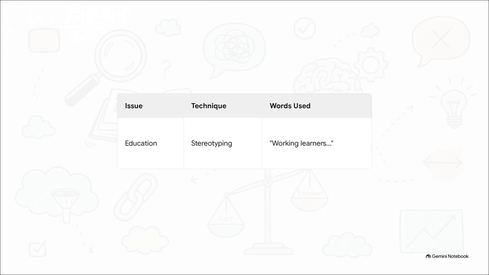First, you identify the underlying issue. Like here, it's education. Second, you name the technique being used, stereotyping. Third, you isolate the exact manipulative words, like working learners cannot finish. And finally, you strip out all that heavy emotion and rewrite it with actual facts. Many manage time and succeed. By using a systematic toolkit like this, we take all the power away from the propaganda. We stop reacting to the emotion and start analyzing the mechanics of the text itself.